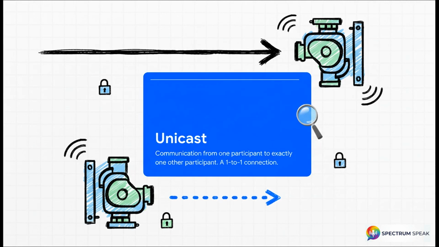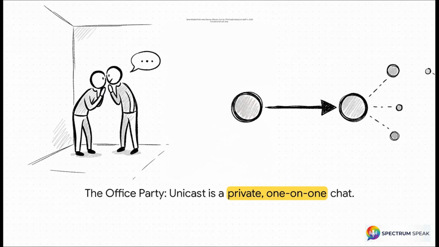All right, first up, we've got something called Unicast. This is as simple as it gets. It's a direct, one-to-one communication. One sender, one receiver. Think of it like a private, dedicated line. So, at our office party, Unicast is you pulling a colleague aside for a quiet, one-on-one chat in the corner. The information is just for them, and nobody else is even aware the conversation is happening. It's a direct, point-to-point discussion.